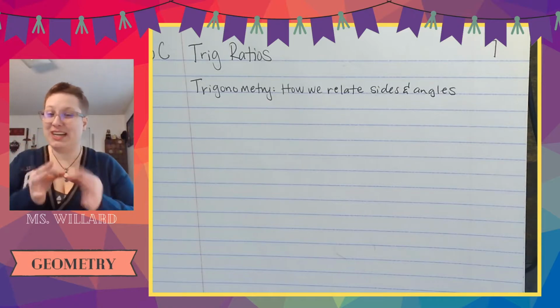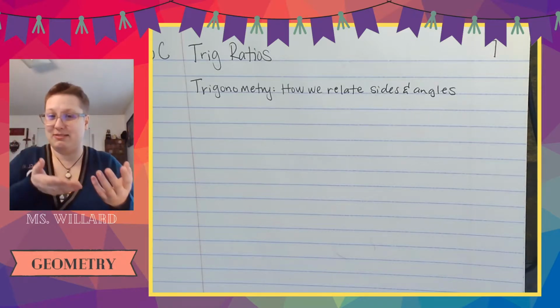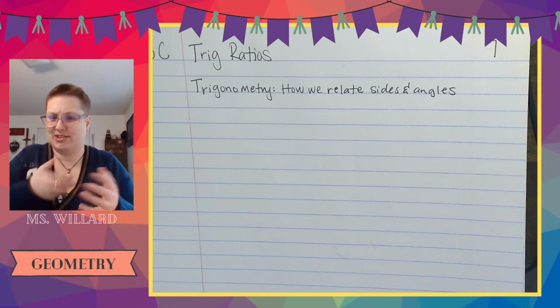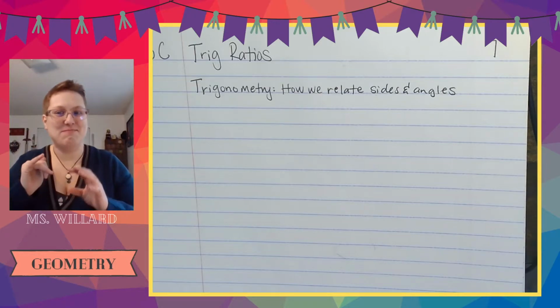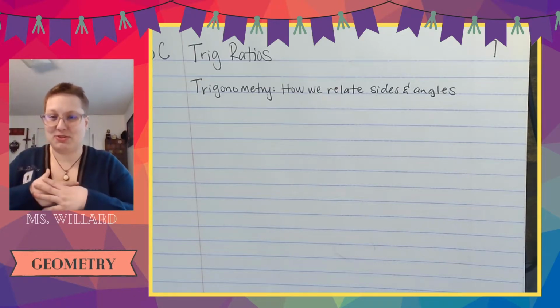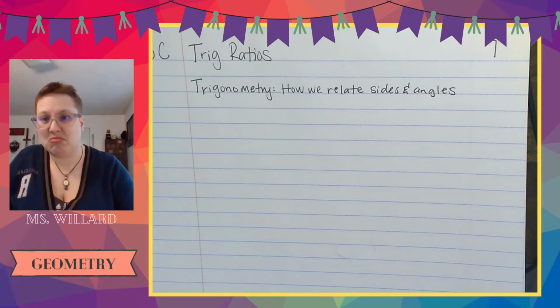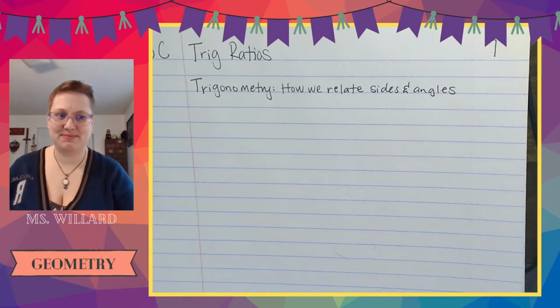Not important, but I thought it was kind of cool. So trigonon is one of the root words of this, which just means triangle. And then metron means measure of. So we're trying to measure triangles. That's it. That's all we're doing.